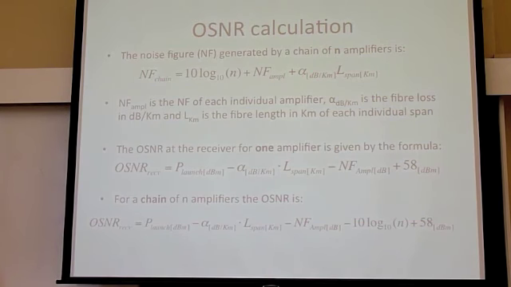So from this actual equation, you can see very well that if you have a 500 kilometers link, the signal to noise ratio you get if you use 80 kilometers spans is much less than the signal to noise ratio you get if you use 40 kilometers basically.